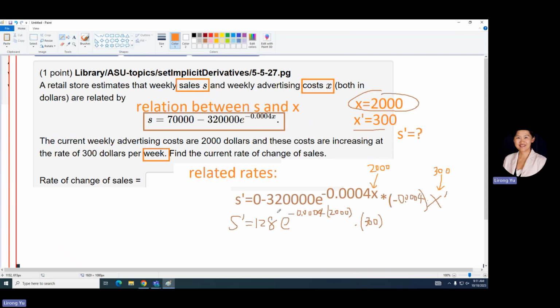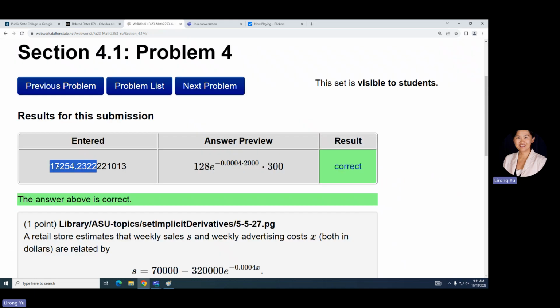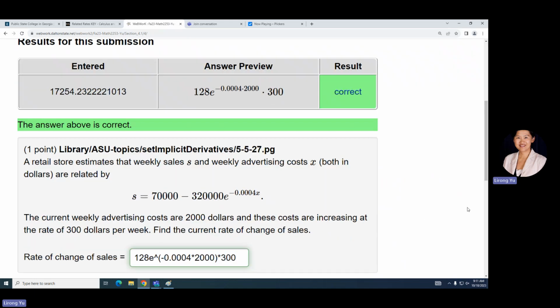All right, so the answer is the calculation. So that was the rate of change for the thing. Any questions?